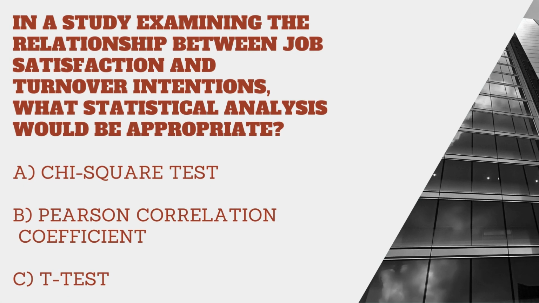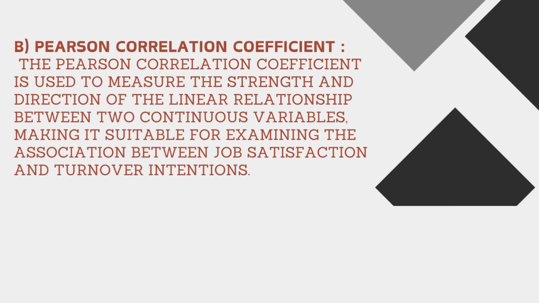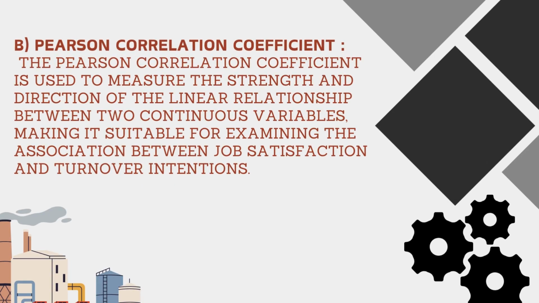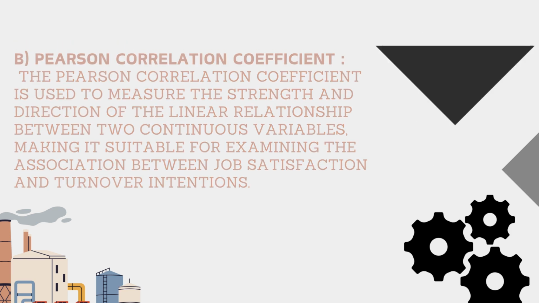In a study examining the relationship between job satisfaction and turnover intentions, what statistical analysis would be appropriate? A. Chi-square test. B. Pearson correlation coefficient. C. T-test. B. Pearson correlation coefficient. The Pearson correlation coefficient is used to measure the strength and direction of the linear relationship between two continuous variables, making it suitable for examining the association between job satisfaction and turnover intentions.